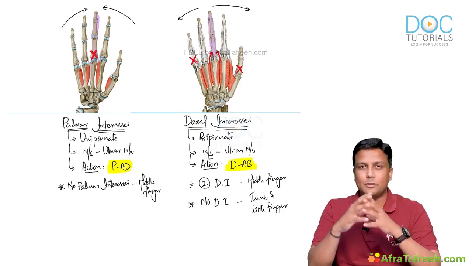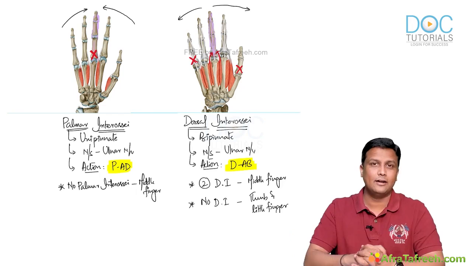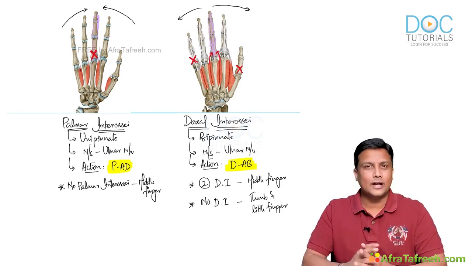And by this we complete the muscles of the arm, the muscles of the forearm, and finally the muscles of the hand has been completed. Now we'll continue with the nerves in our next videos, guys.